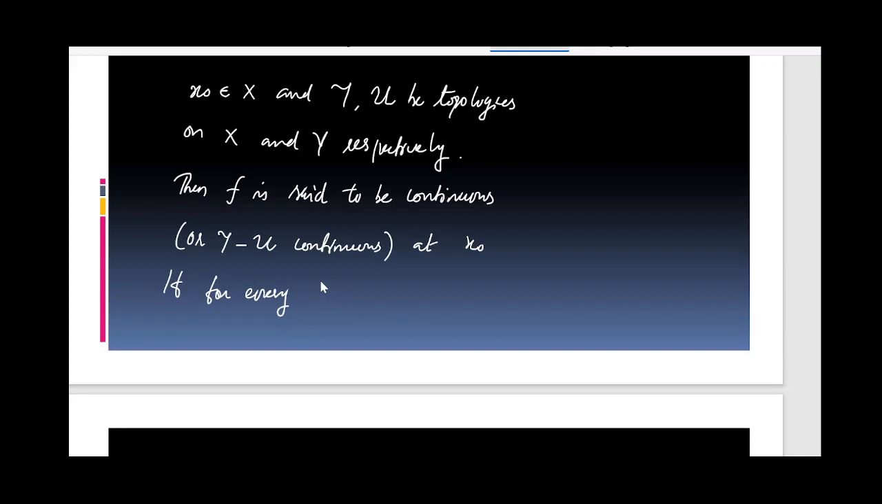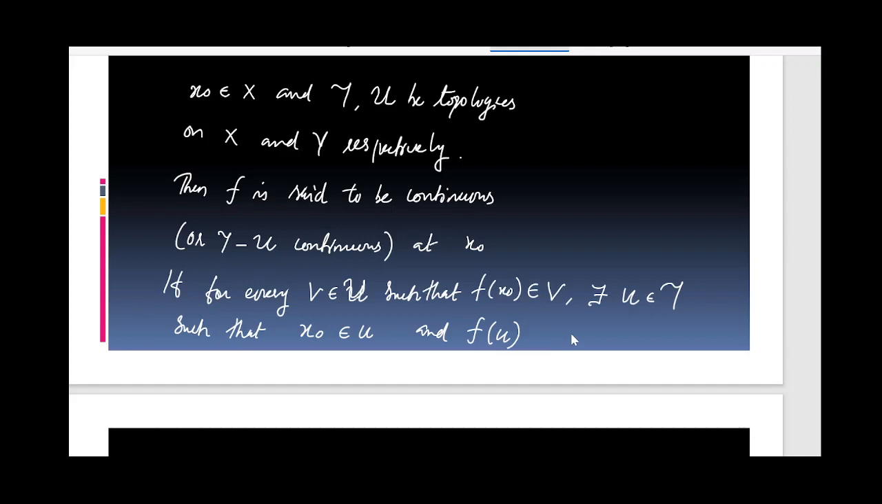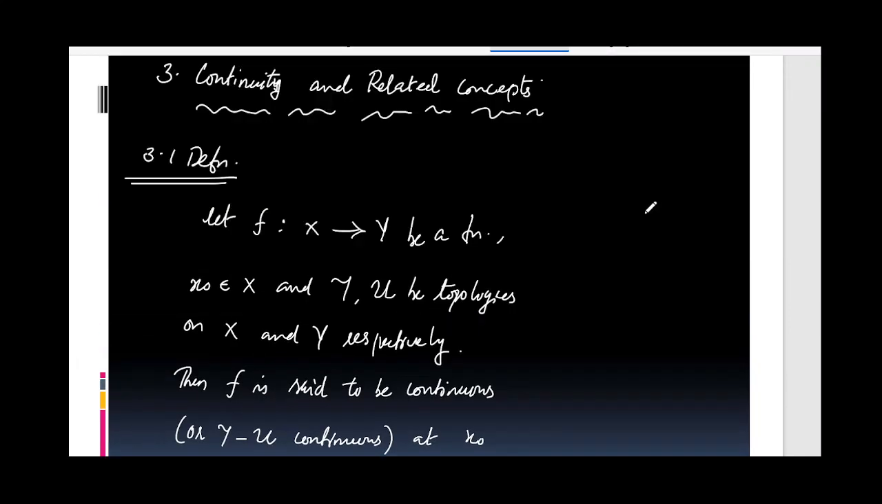for every V belongs to script U such that f of x naught belongs to V, there exists U in script T. This is script U, and this one is simply U. U belongs to T such that x naught belongs to U, and f of U is contained in V. So this is the definition.